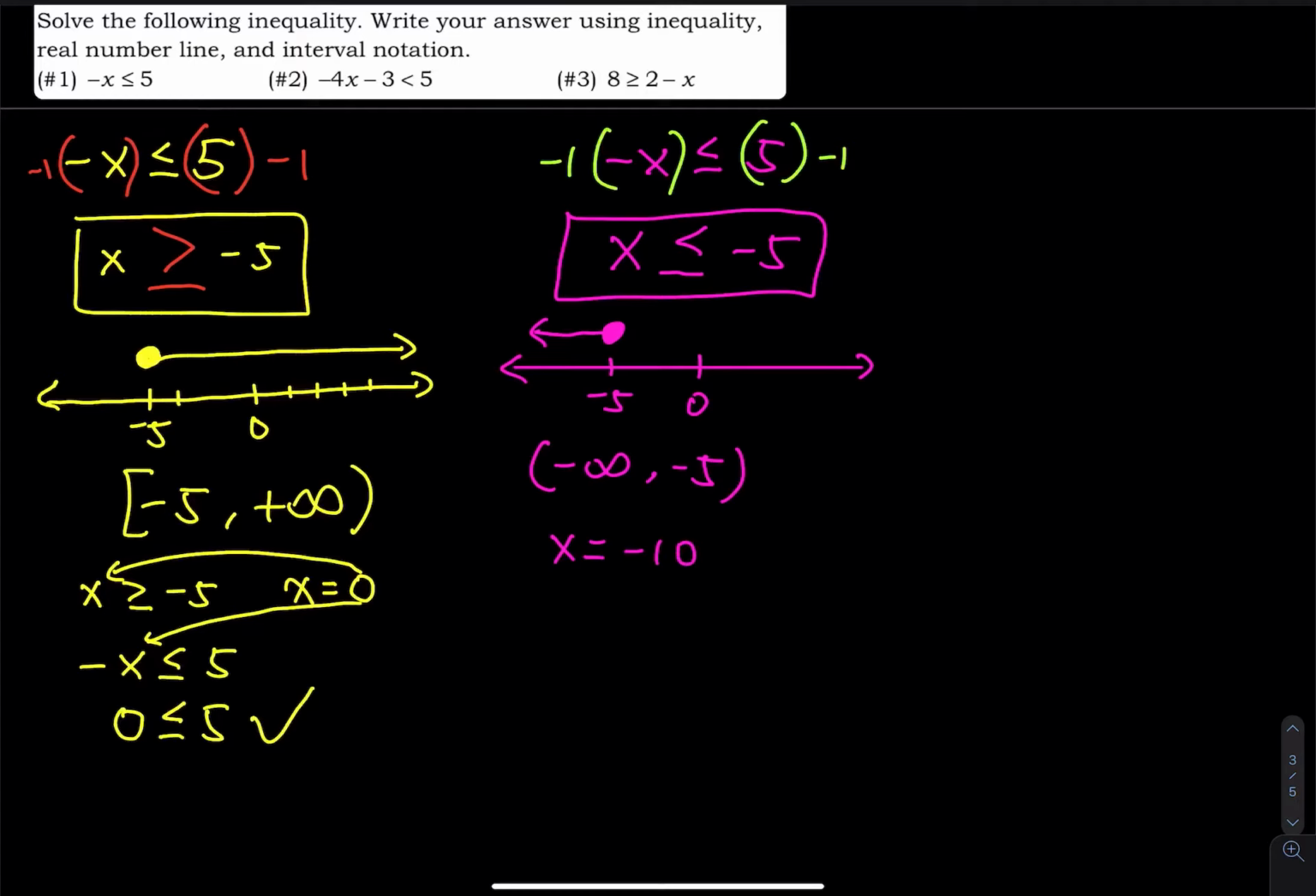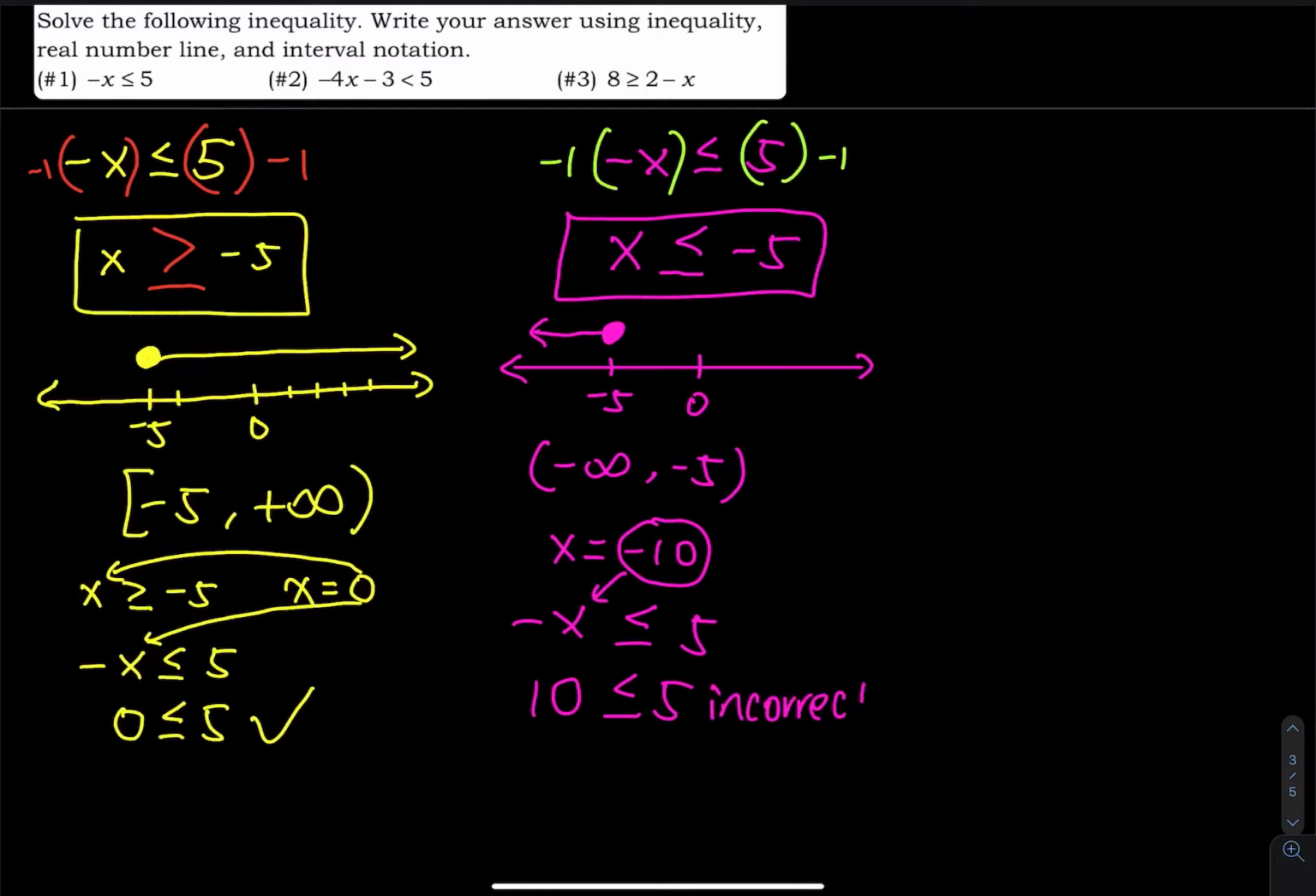Does the negative 10 satisfy the given inequality? The given inequality is negative x less than or equal to 5. So we are going to plug in the negative 10 to this x. So negative of negative 10, we have a positive 10 less than or equal to 5. So this is incorrect, right? So that is incorrect.